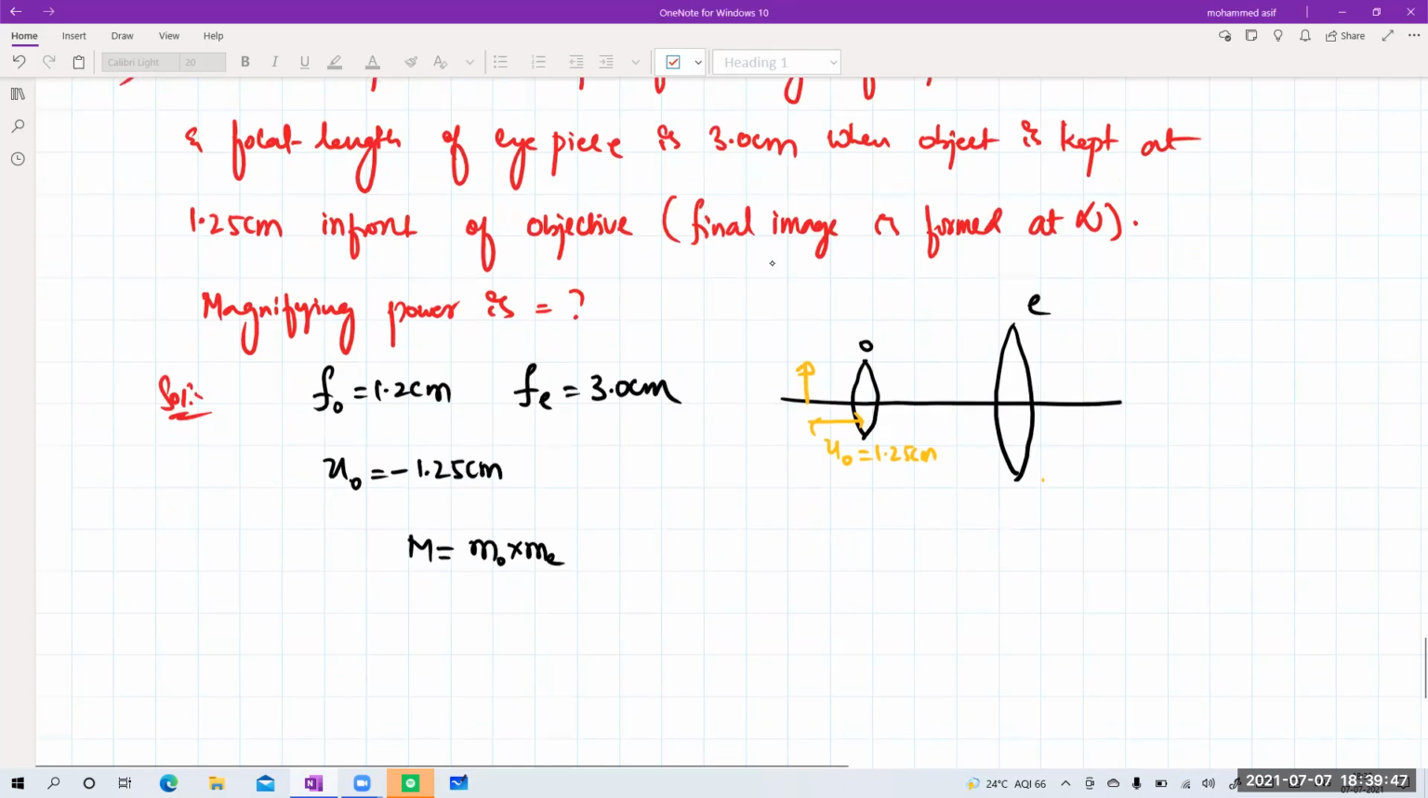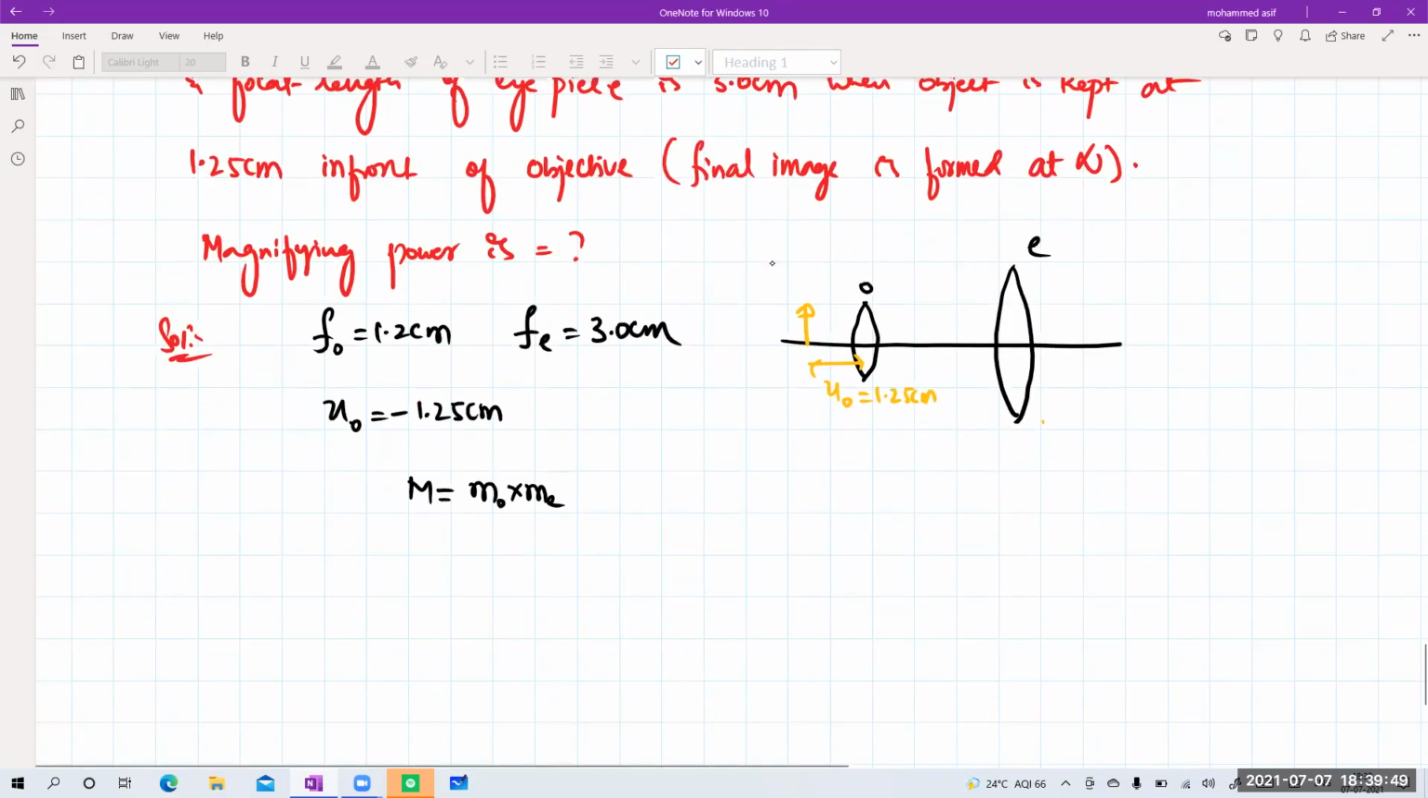Did you get it? Sir, we have to use V naught by U naught, right, sir? Yeah, we need to use the lens formula. How do we calculate m naught, tell me? Magnifying power of eyepiece will be equal to how much? Eyepiece is nothing but like a simple microscope, I told you. A simple microscope magnifying power will be equal to how much, beta? Magnifying power of your eyepiece will be equal to D by FE.